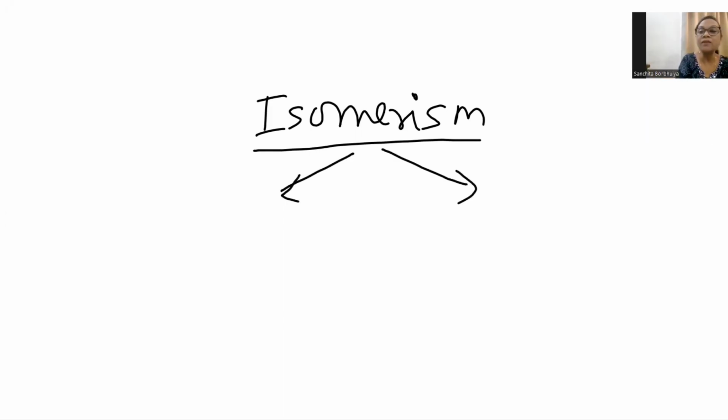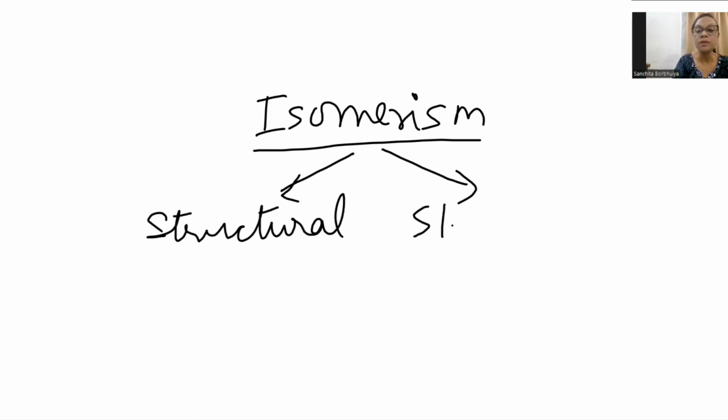So first of all, let me tell you what I mean by isomers. Isomers are compounds having the same formula but different structure. So their structure can differ, and the phenomenon by which two or more compounds having the same formula but different structure exist is called isomerism. So if you see, isomerism is divided into two types. You will have the structural isomers and the stereoisomers.